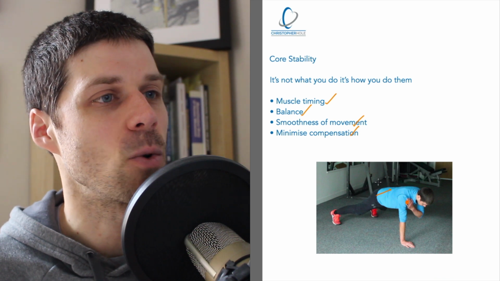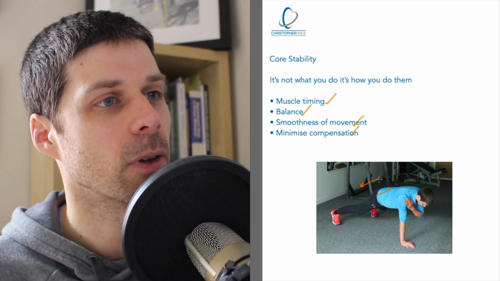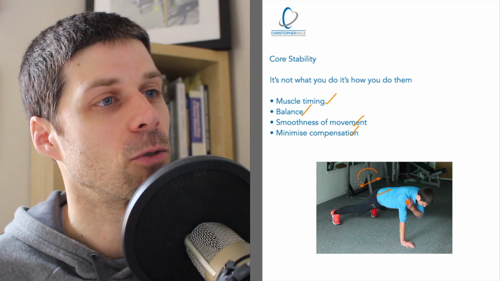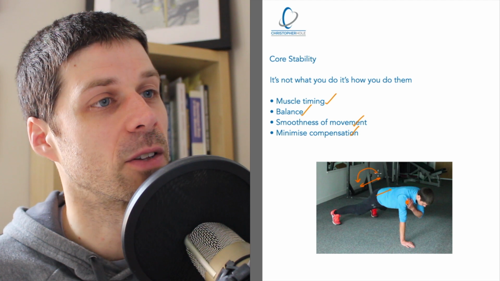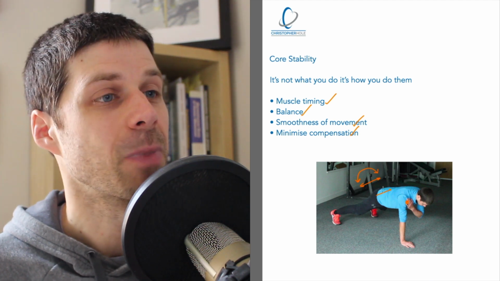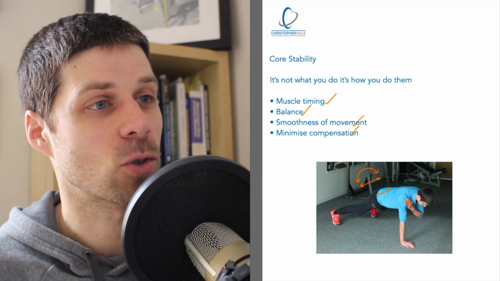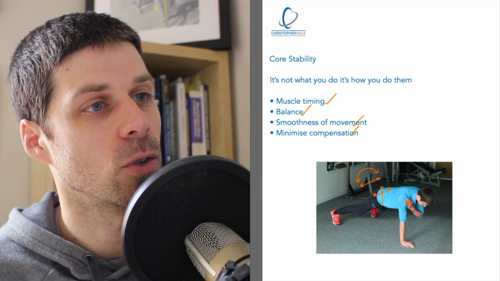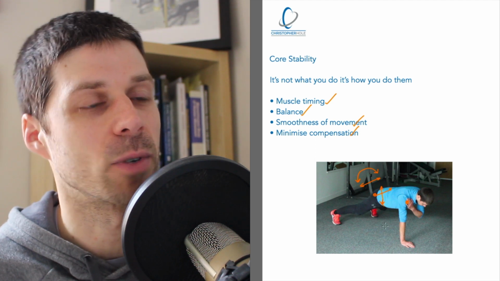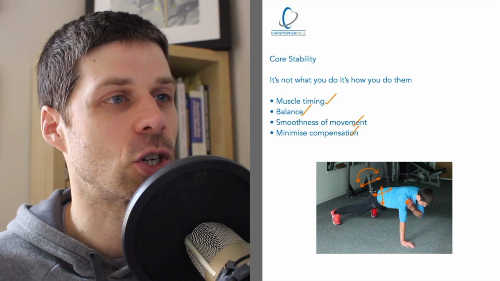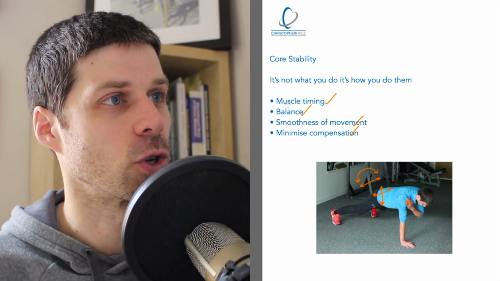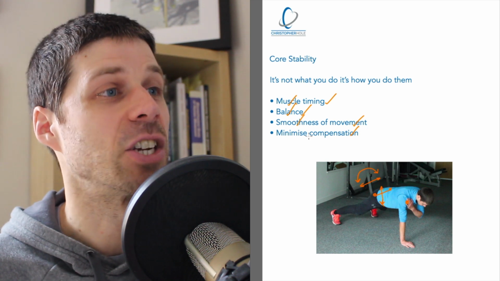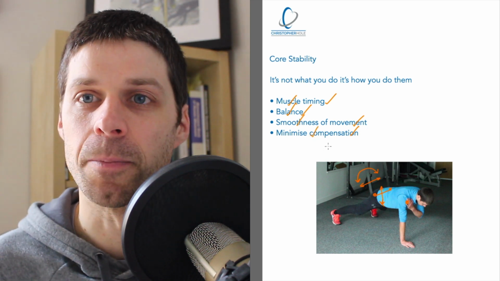So is there a weight shift either to the right or to the left? Do the hips roll from one side, either the right or the left? And do they stay in the position that they start in, or do they go up higher or go down lower? If they've got compensations there, that's the muscles not timing properly, which is going to affect the balance, affect the smoothness of movement, and is showing a compensation.